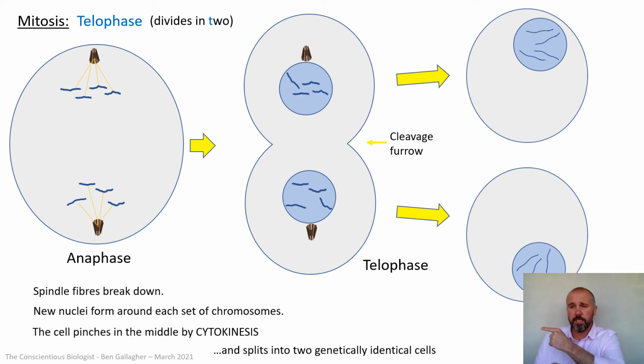So I put telophase here, and for telophase, easy one, telophase is when it divides in two. T for two, T for telophase. Okay, so you've got to remember all of the events that happen all the way through. Now, to help you do that, I'm going to give you a resource on the next slide.